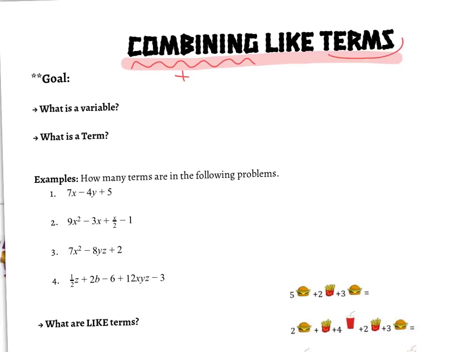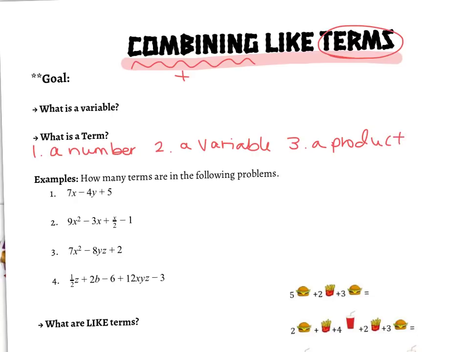Then last class we talked about what the word terms was. So if I just really quickly review what the word terms was, remember a term is one of four things. It can be a number, it can be a variable, it can be a product, or it can be a quotient. Remember I mentioned that terms are always separated by a plus or minus sign.